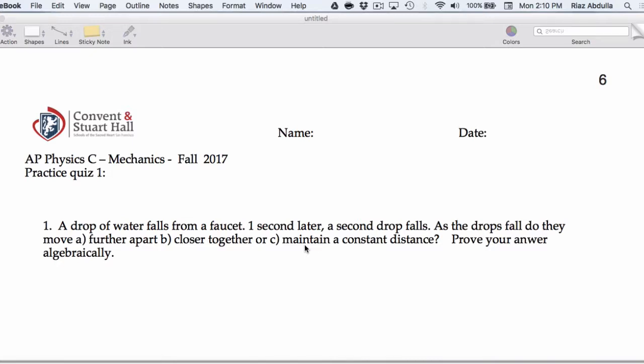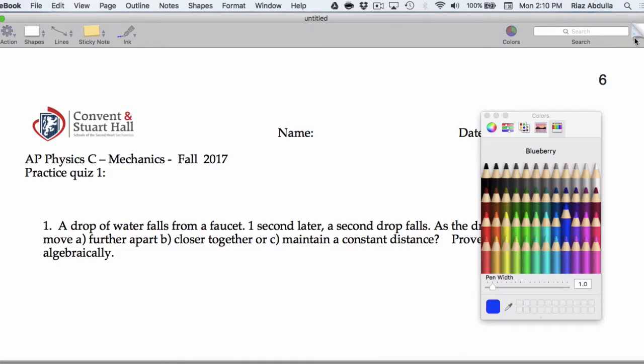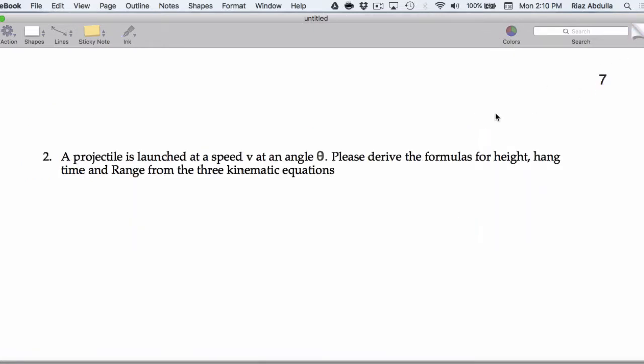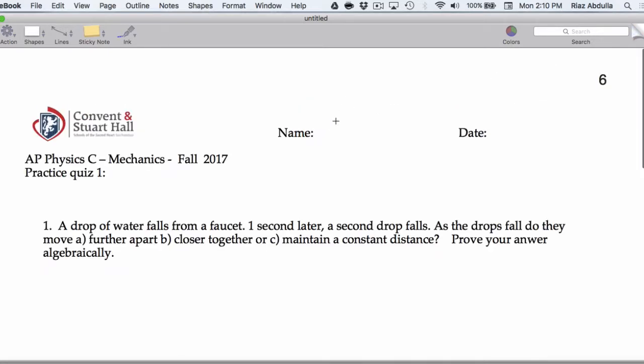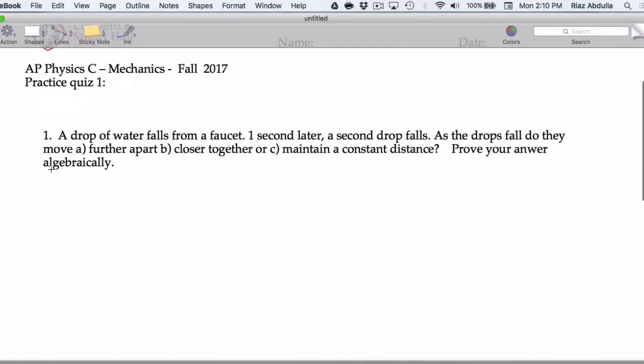Hey everybody, I want to take a look at this practice quiz. And buried in this practice quiz is going to be something else that we covered in class today, which is derivation of the range formula. So I'm going to actually begin with the first part here. I love this question. We have a faucet.